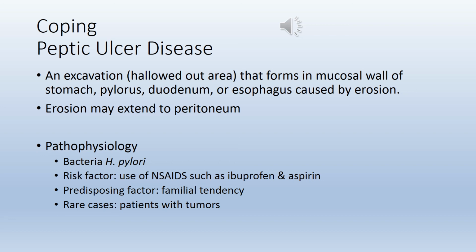There are predisposing factors such as familial tendency for peptic ulcer disease, and peptic ulcer disease with rare cases are patients with tumors. Peptic ulcers occur mainly in the gastroduodenal mucosa because this tissue cannot withstand the digestive action of gastric acid and pepsin. The erosion is caused by the increased concentration or activity of acid pepsin or by decreased resistance of the mucosa. A damaged mucosa cannot secrete enough mucus to act as a barrier against this activity of acid pepsin.